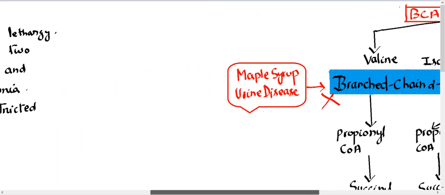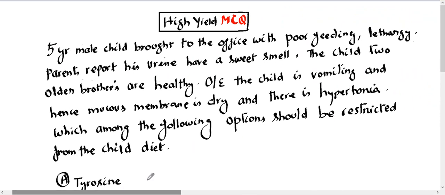So today I'm here to discuss one of the high yield multiple choice questions. This is a 5-year-old male child who is brought to the office with poor feeding and lethargy. Parents report his urine has a sweet smell. The child's two older brothers are healthy. On examination, the child is vomiting and hence has dry mucous membranes. There is hypertonia. Which of the following options should be restricted from the child's diet?